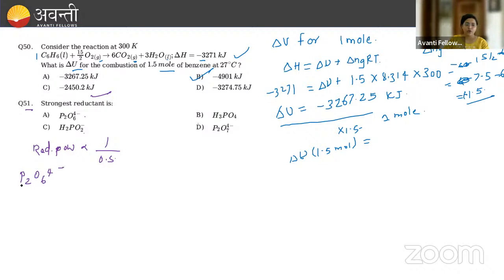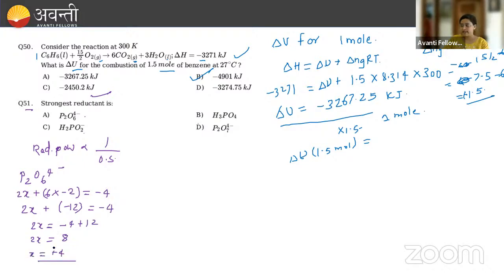P2O6 4 minus. We don't know the oxidation state of phosphorus, so I will write 2x. X is what? I don't know the answer, that's why I'm writing x. Six are the oxygen, and you know the oxidation state for oxygen is minus 2. This is equal to minus 4. So 2x plus 6 into 2, it is minus 12, equal to minus 4. So 2x is equal to minus 4 plus 12. Do the calculations, you will get 8. So x is equal to plus 4. This is our oxidation state.